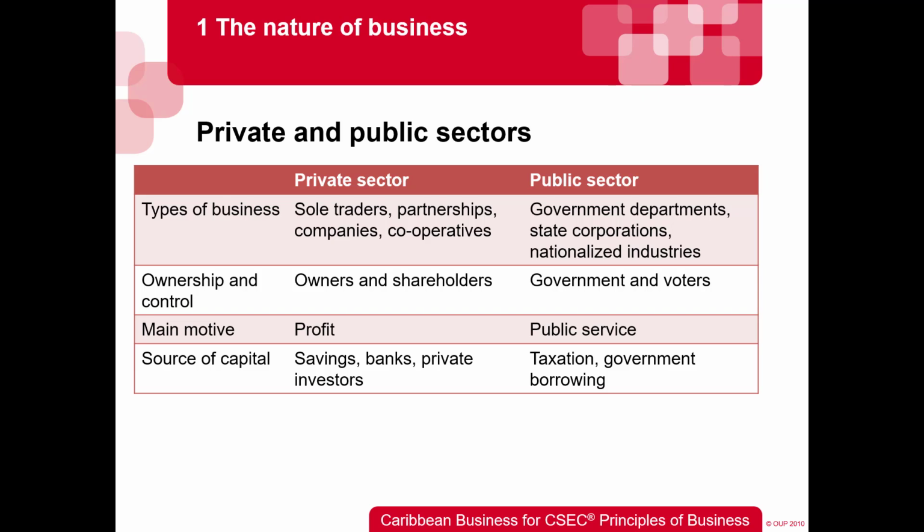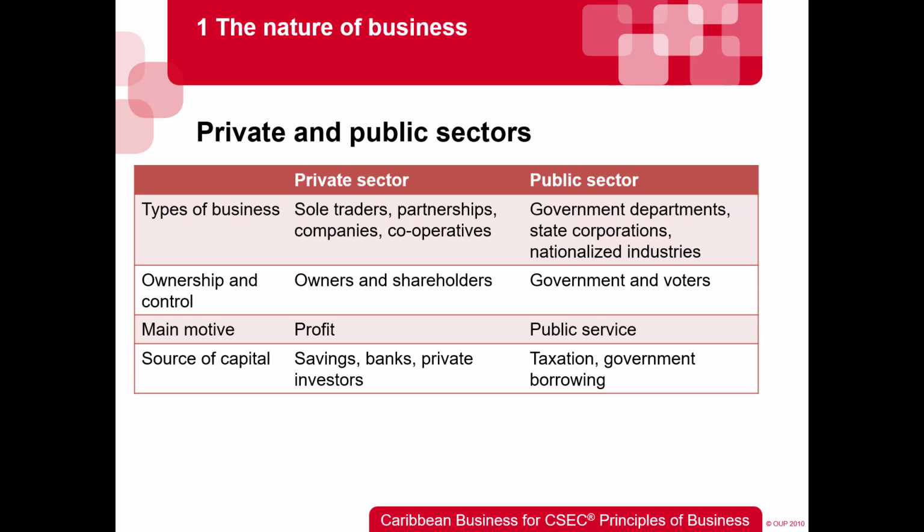Some examples of businesses found in the private sector would be the sole trader, the partnership, companies, and cooperatives. We're going to dig deeper into each of those later on. But for now, we just know that these are types of businesses found in the private sector. In the public sector, on the other hand, you have government departments, state corporations, and nationalized industries.